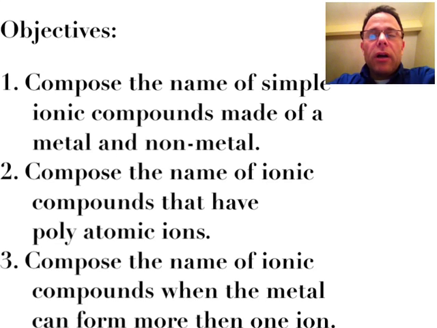Hello everyone, on this podcast we're going to look at these objectives. Compose the name of simple ionic compounds that are made of a metal and a nonmetal. Compose the name of ionic compounds that have polyatomic ions in them. And compose the name of ionic compounds when the metal can form more than one ion.